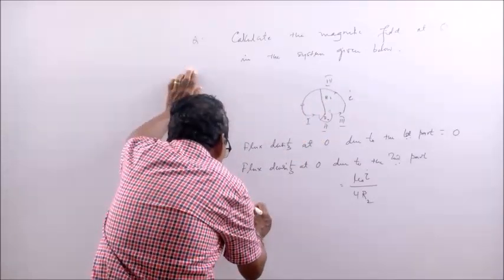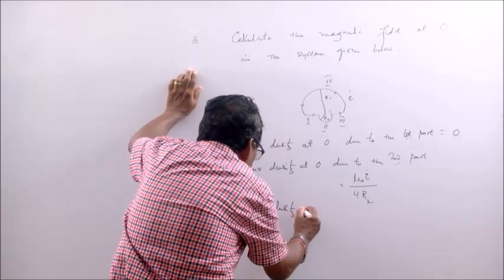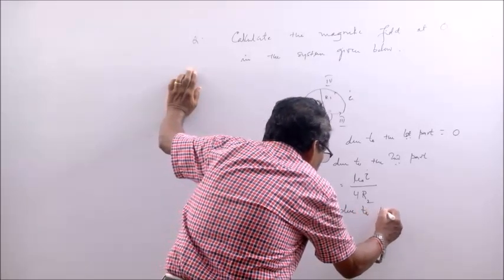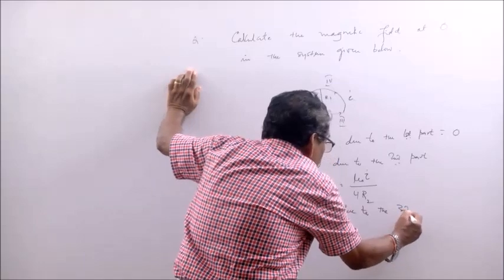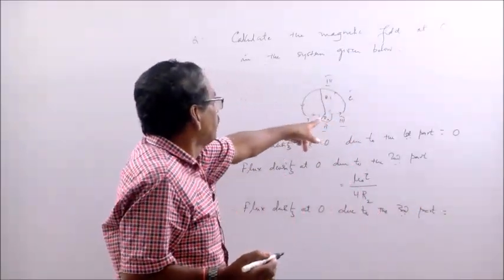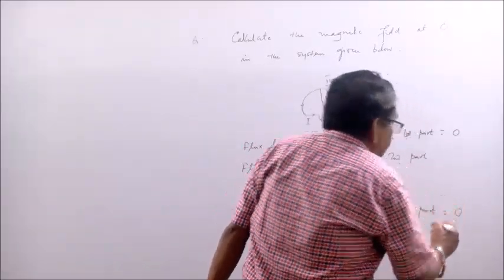Flux density at O due to the third part. Look at the third part. The third part is also a straight conductor. The point O lies along the straight conductor. So the flux density is also 0.